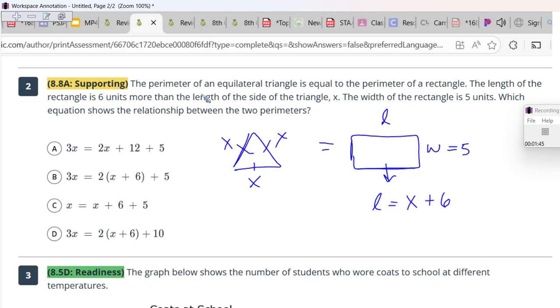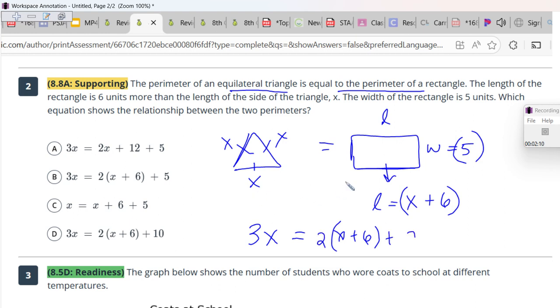Which equation is the ratio between the triangles? We're saying at the beginning that the perimeter of the equilateral triangle is equal to the perimeter of the rectangle. The perimeter of this triangle is 3x, and that's equal to, well, how do you get the perimeter of a rectangle? You add this, and you add this, but you have 2 of these and 2 of these, right? So I'm going to go with x plus 6. We have 2 of those, and we have 2 5s.